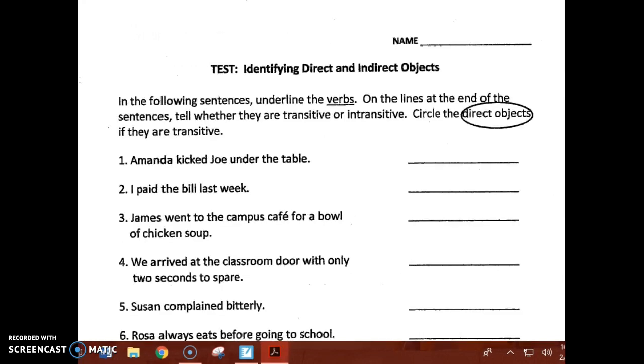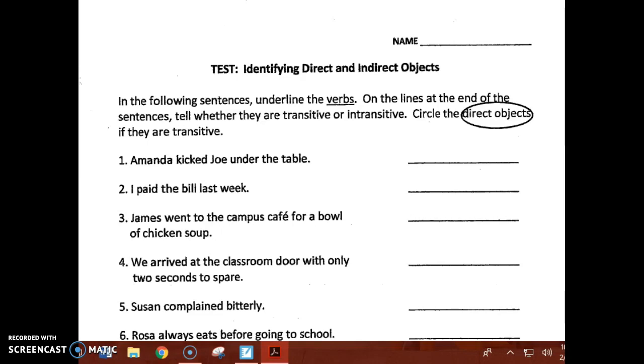Okay, page 2, which may or may not actually be page 1, but anyway. The directions on this side of the page. Underline the verbs, and on the line at the end of the sentence, tell whether they are transitive or intransitive. Circle the direct object if they are transitive. Remember, for a verb to be transitive, it has to have a direct object.